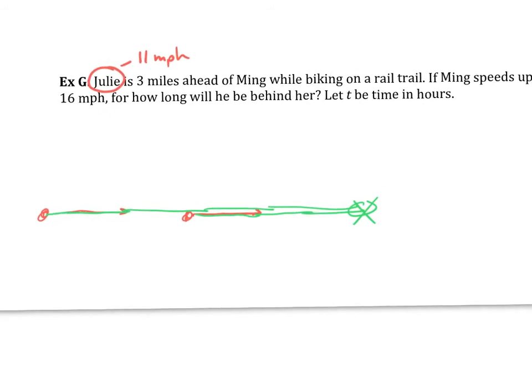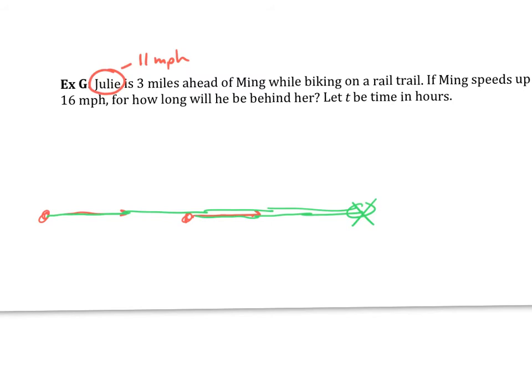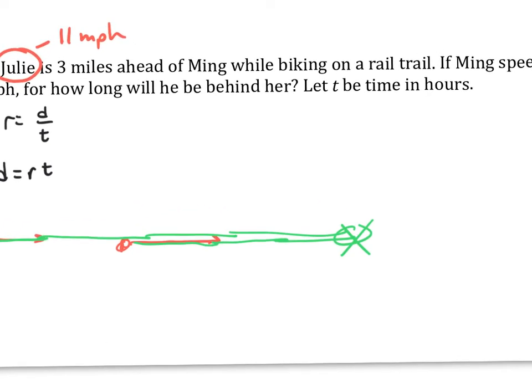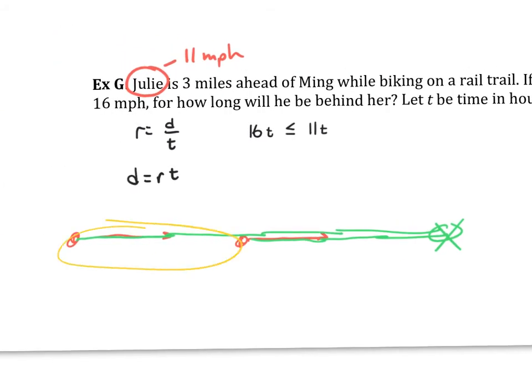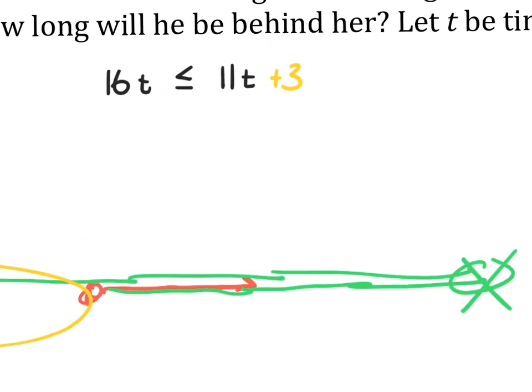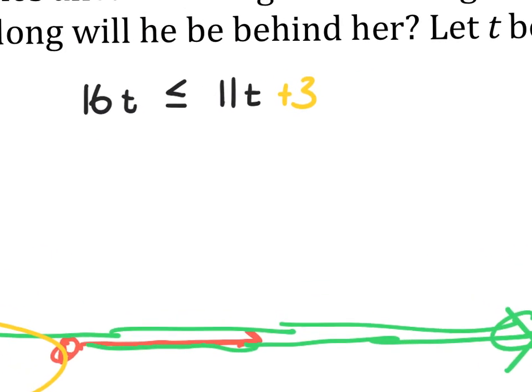So we know that Julie will be ahead for a while. So let's remember that rate equals distance over time, or another way to consider it is distance is rate times time. So let's set this up. Ming's distance traveled is going to be 16 miles per hour times however long he's going. That is going to be behind Julie's, which is 11 miles per hour times time, but notice she has an advantage. What advantage is that? She's got a gap already there of 3 miles, so she's ahead of him.